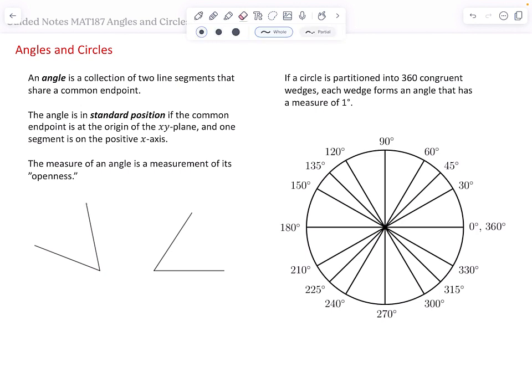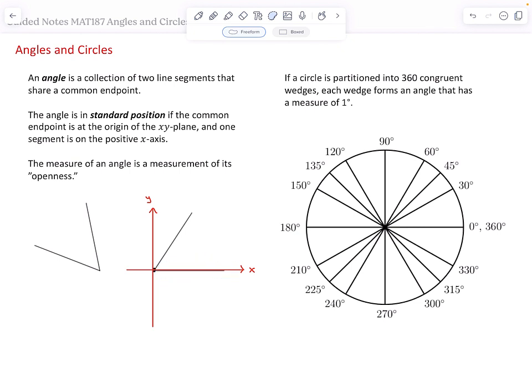Now the angle is in standard position if the common endpoint is at the origin of the xy plane and one segment is on the positive x-axis. So I'm going to rotate this angle into this position and overlay this with an xy axis where the origin is at the common endpoint. When you position an angle in this way, where one of the line segments is on the positive x-axis, then we say that this angle is in standard position.